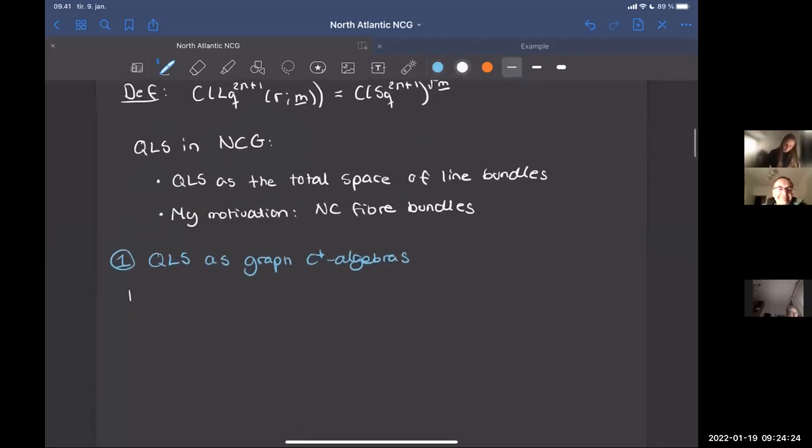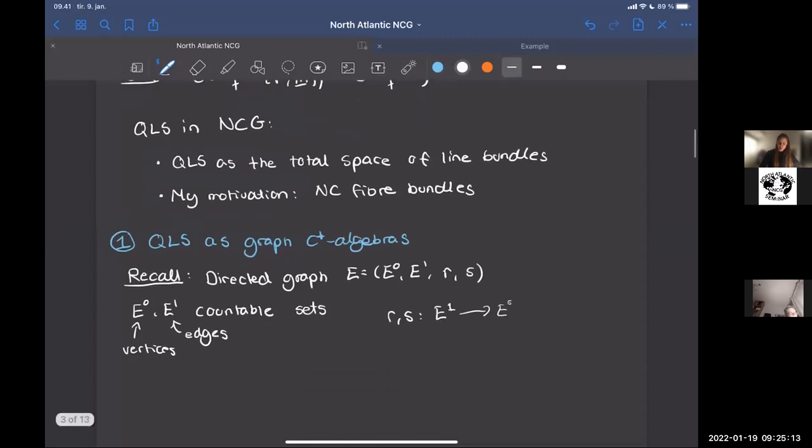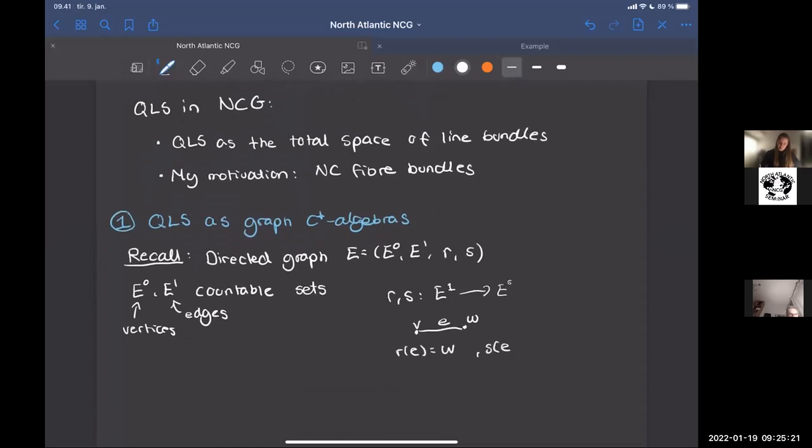Okay, so let me first recall for you what a graph C-star algebra is, since this is important for the topic, of course, because we want to classify graph C-star algebras. So first we have a directed graph E. It consists of two sets, E0 and E1, where E0 and E1 are countable sets. And E0 consists of the vertices in the graph and E1 of the edges in the graph. And then we also have two maps, the range and the source maps, which are maps from E1 to E0. So if we have an edge e, then the range of e is w and the source of e equals v.